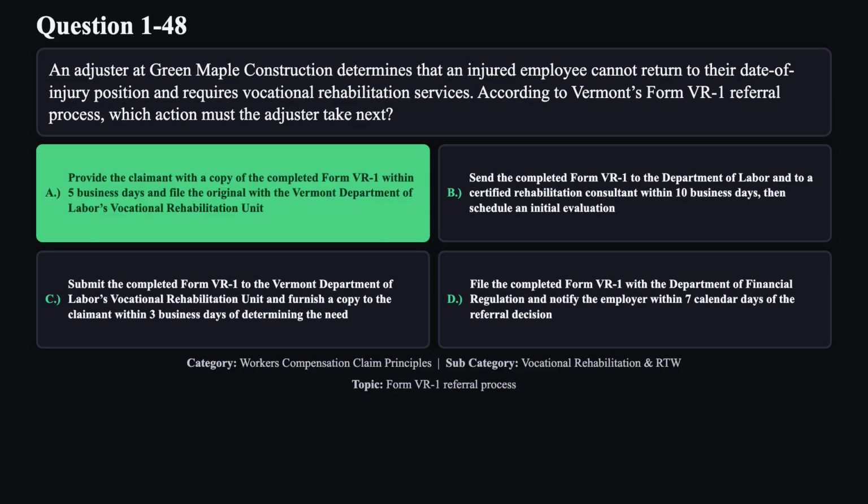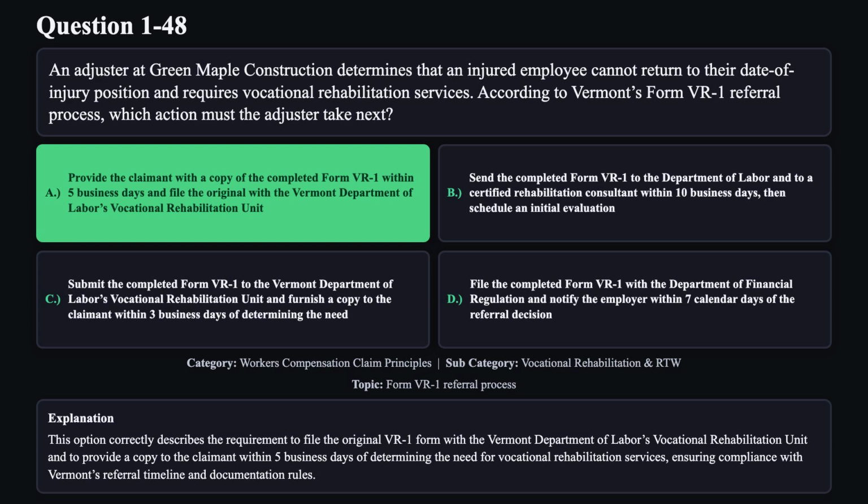The correct answer is A. This option correctly describes the requirement to file the original VR1 form with the Vermont Department of Labor's Vocational Rehabilitation Unit and to provide a copy to the claimant within 5 business days of determining the need for vocational rehabilitation services, ensuring compliance with Vermont's referral timeline and documentation rules.